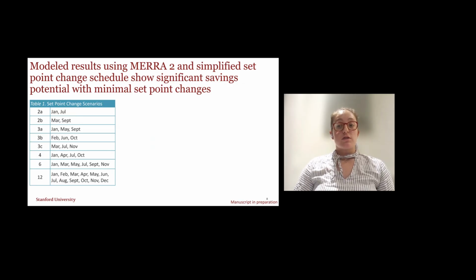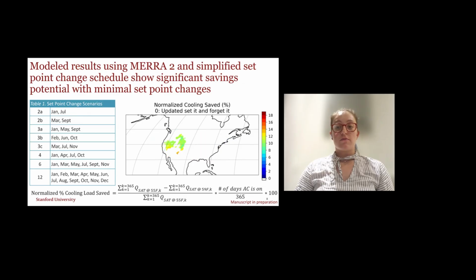This table on the left shows the set point change scenarios considered, where the number represents how many changes are considered per year, and the letter represents when in the year the set point changes occur. Here we can see the results of normalized cooling load saved across the United States from these scenarios. The normalized cooling saved is a function of both the energy saved and the number of days a year those savings are seen. As the number of set point changes increases, the savings are seen further east, and we see up to an 18% reduction in cooling load required by changing set points as few as 12 times a year.